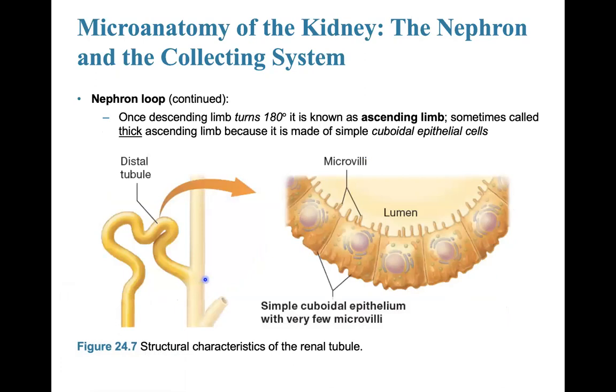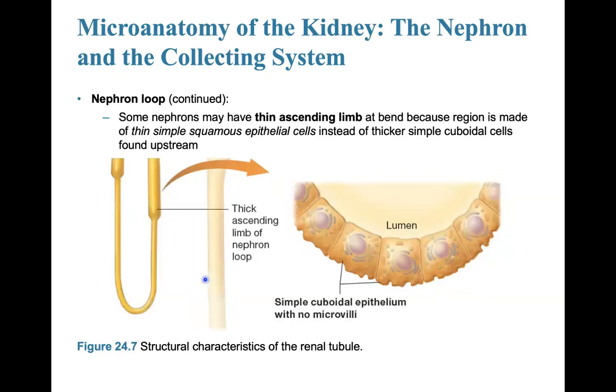Once a descending loop turns 180 degrees, it is now known as the ascending limb. This is sometimes called the thick ascending limb because it is now made up of simple cuboidal cells again. Some nephrons will have a thin ascending limb at the bend because the region is made up of thin, simple squamous epithelium instead of the thicker, simple cuboidal cells that are typically found a little more upstream.